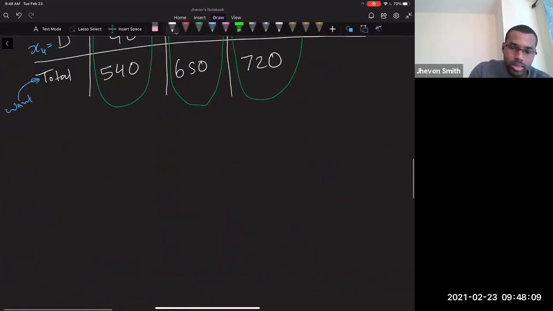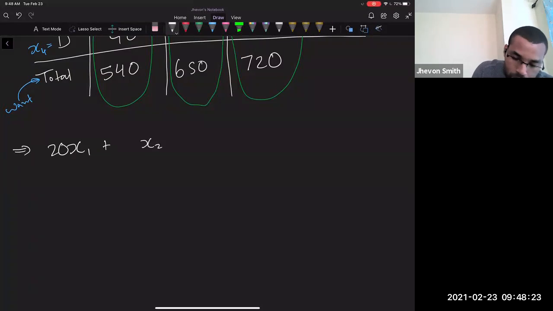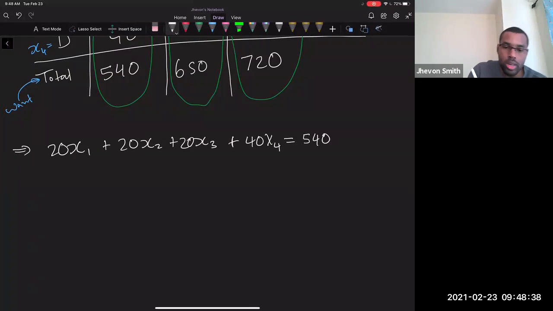for the phosphoric acid, this means for every barrel of mix A, I would get 20 pounds of that phosphoric acid. Plus, for every barrel of mix B, I would get another 20 pounds. For every barrel of mix C, I would get another 20 pounds. And for every barrel of mix D, I actually get 40 pounds out of the mix D. And the total I want this to add up to is 540 pounds. So this is the phosphoric acid requirements.